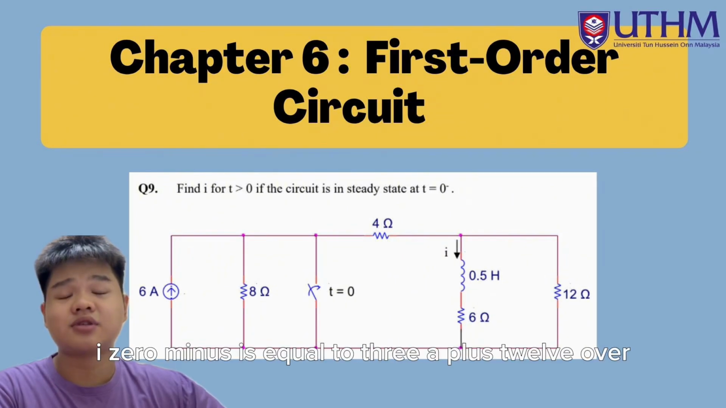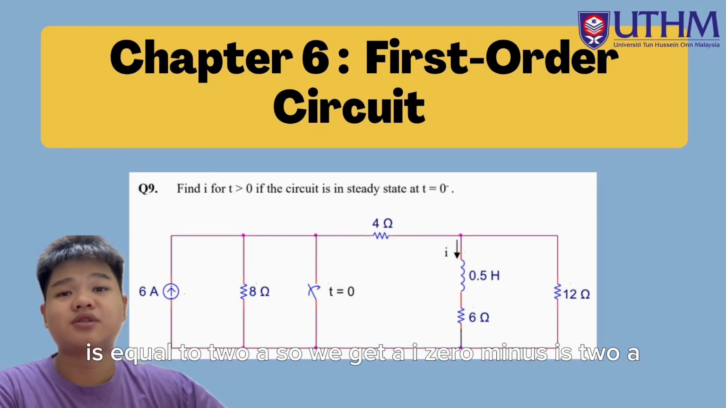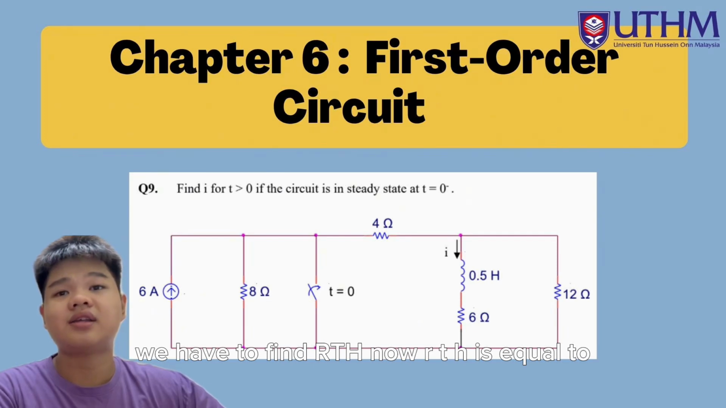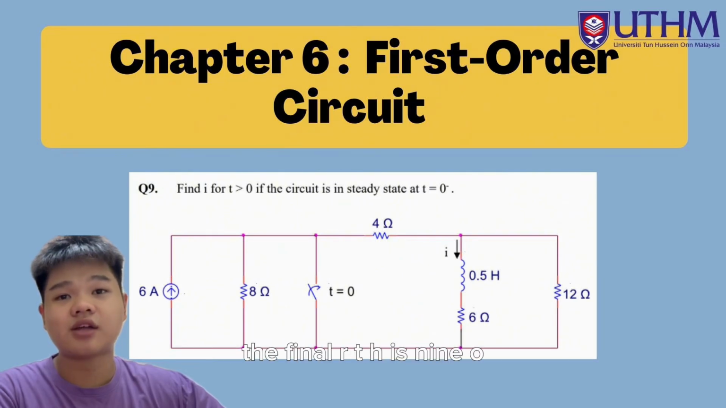I0 minus is equal to 3A plus 12 over 6 plus 12, which is equal to 2A. So we get I0 minus is 2A. And then we have to find RTH now. RTH is equal to 6 plus 4 in parallel with 12. So we can get the final RTH is 9 ohm.